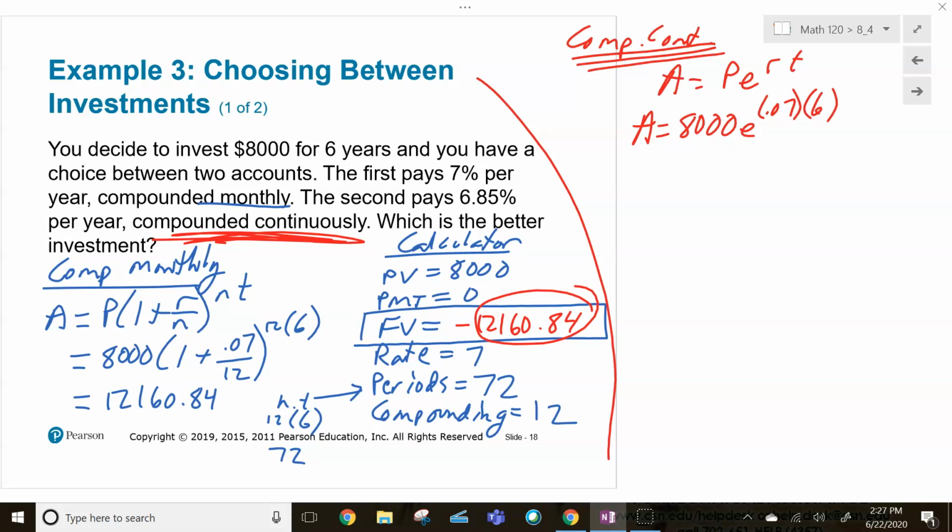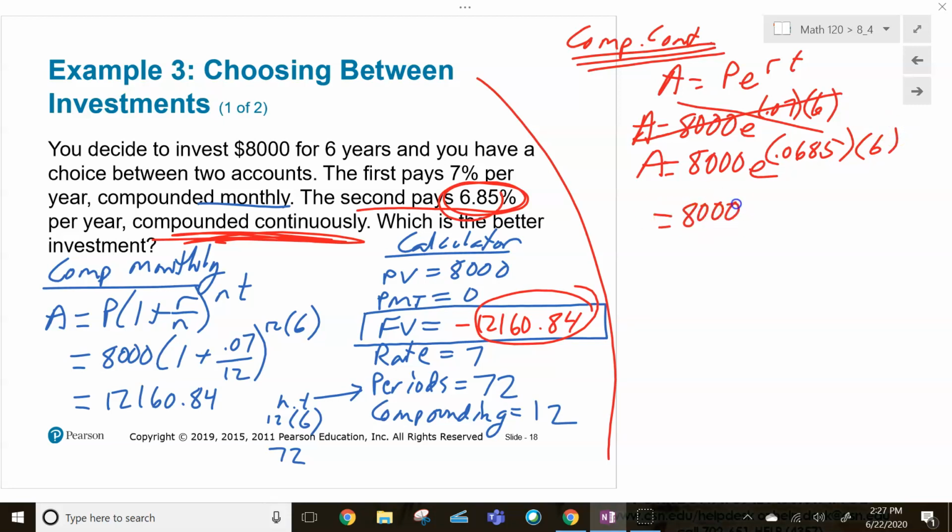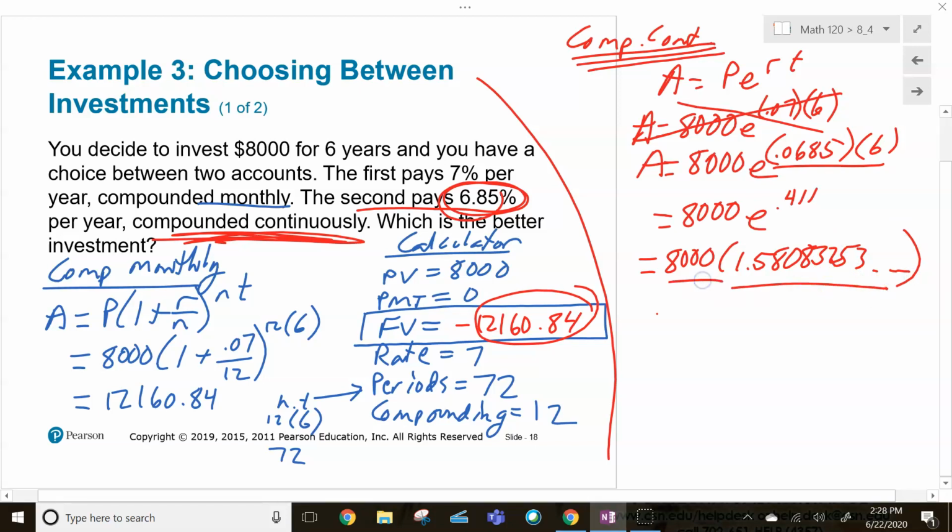Oh, I'm sorry, good grief. The second one's only paying 6.85%. So $8,000 e to the 0.0685 for 6 years. I multiply those two and get 0.411. Now I take e to that power, and that gives me 1.58083253, and so on. This keeps going. Don't round this. Just use that answer and multiply it by the 8,000 in front, and you get 12,066.60. You can round it at the end. Don't want to have rounding error.